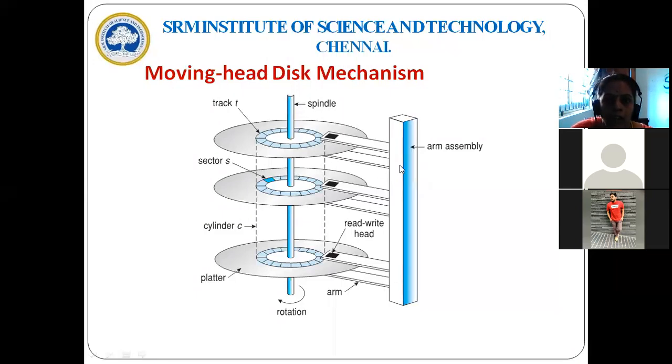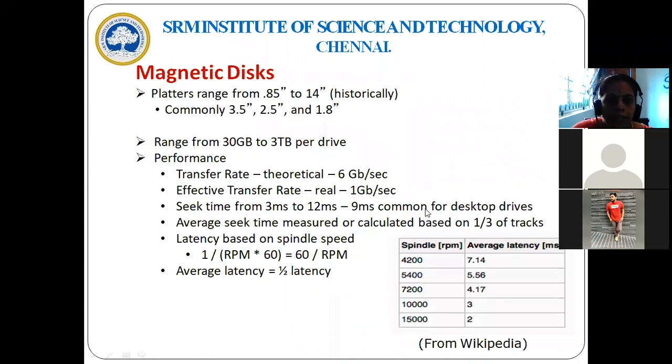The center one is called the spindle. And the magnetic disk platters range from 0.85 inch to 14 inches, which may vary. But in common commercial usage, we have 3.5, 2.5 and 1.8 inches. And the range of the storage is from 30 GB to 3 terabytes. And then the transfer rate is how much data we can transfer per second, either performing a read or a write.